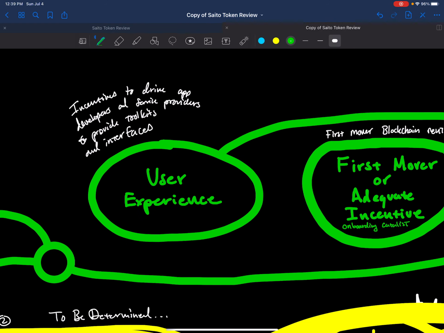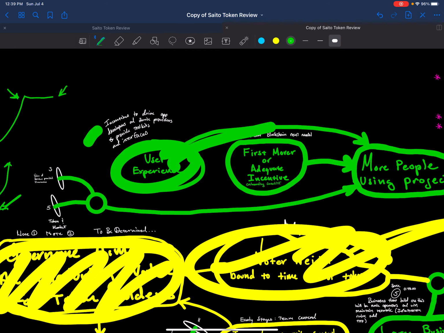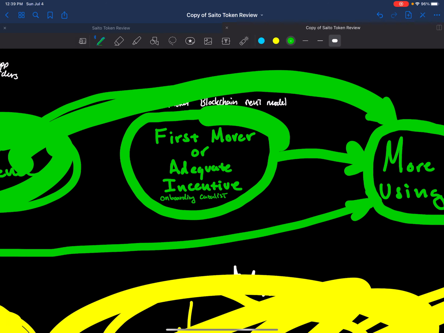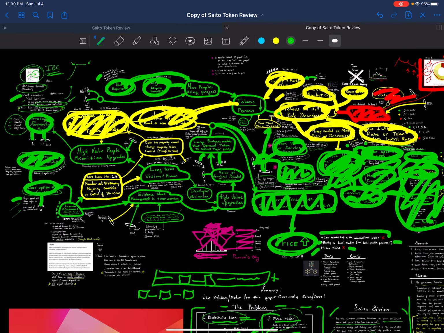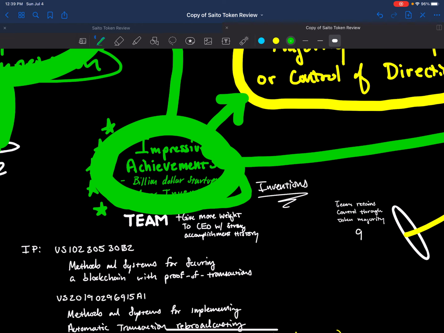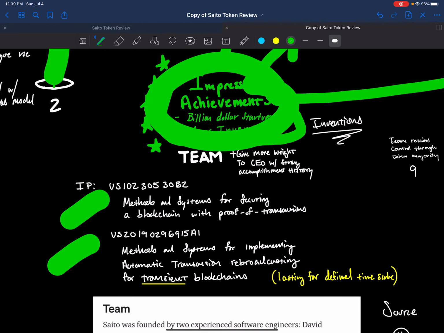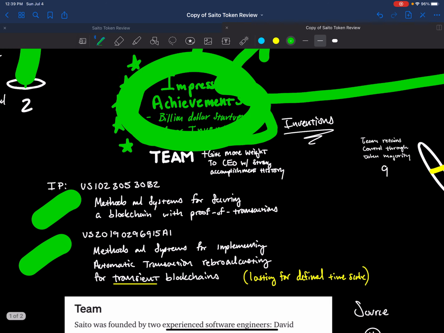So user experience, incentives, drive app developers to create this. So this is going to be a covered thing. It'll be easy to use. First mover advantage. It is a first mover, so that is a powerful thing. Okay, so as far as the team's impressive achievements, they have 2 new patents, and that's why I gave them the green on this.